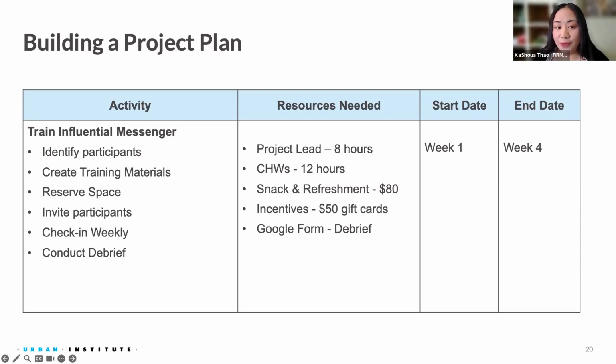The activities that have to happen for us to be able to train influencer messengers include identifying participants. We typically do that at a team meeting, talking through the campaign that we're running, which influencer messengers would align with that message, and also who would be effective in reaching maybe hard to reach communities or pockets of communities that may be hard to reach for our team ourselves.